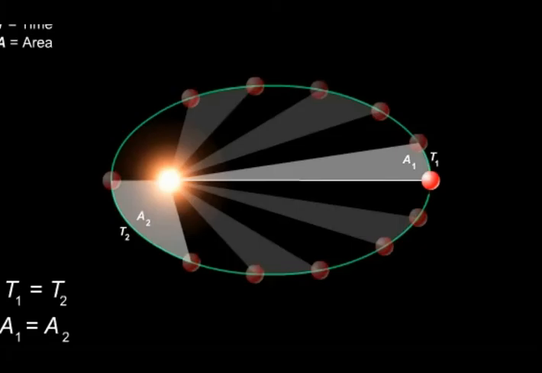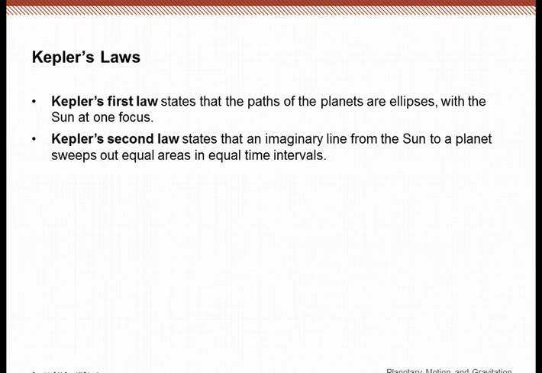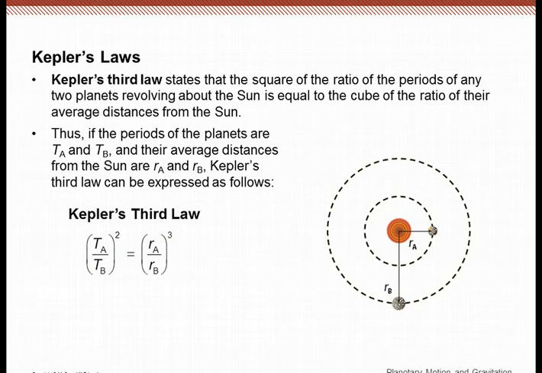Even though it's faster over here to the left near the sun and slower to the right away from the sun, the area that that imaginary line sweeps out is always constant. So we have Kepler's first law that states that paths of planets are ellipses with the sun at one focus, and the second law states that an imaginary line from the sun to a planet sweeps out equal areas in equal time intervals.